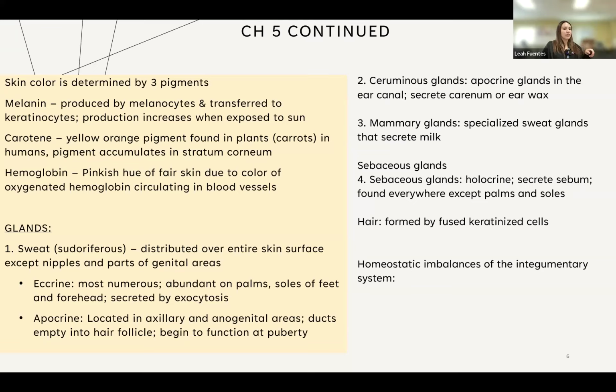So our sudoriferous glands are distributed over the entire skin surface, except for the nipples and parts of the genital areas. And then with the sweat glands, we have eccrine and apocrine. Eccrine are the most numerous. They are coiled, which you can see on some of the models. And these are abundant, again, on your palms, the soles of your feet, and your forehead.